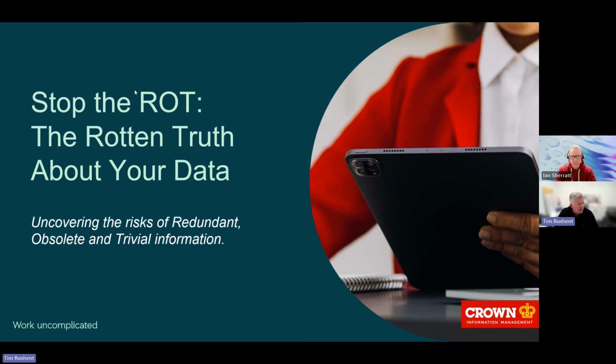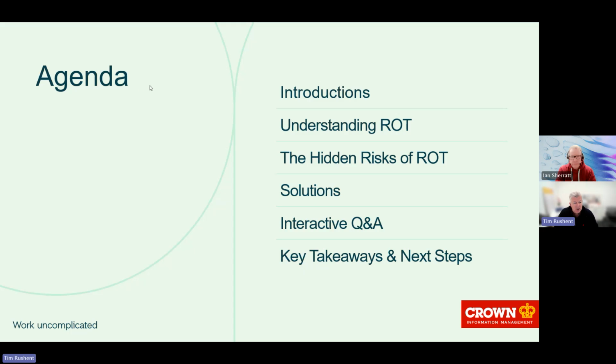Now, if I quickly just share the agenda, you can see what we're going to be talking about here. We're going to be doing some introductions. We're going to be talking about the definition and understanding what we mean by ROT, redundant, obsolete and trivial data. We'll be looking at the hidden risks, and we'll then be turning to think about some of the solutions. So what can we do about it? What's practical? That will then lead us into sharing our top 10 tips of what can be done about it, but then hopefully we'll have some interactive Q&A and we'll get the conversation going.